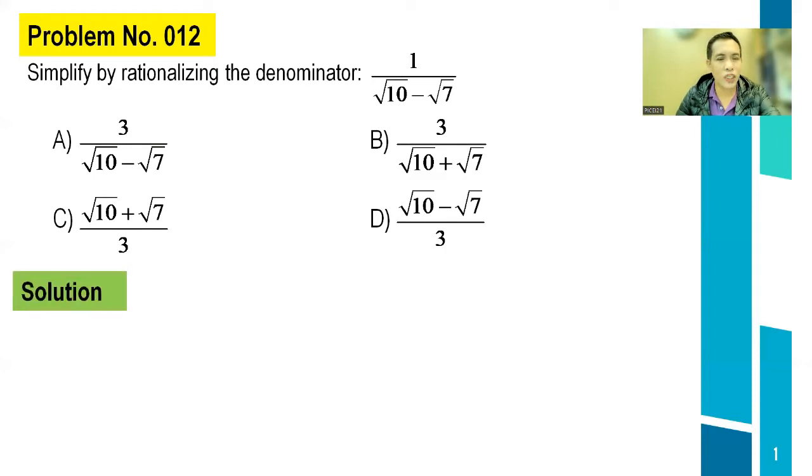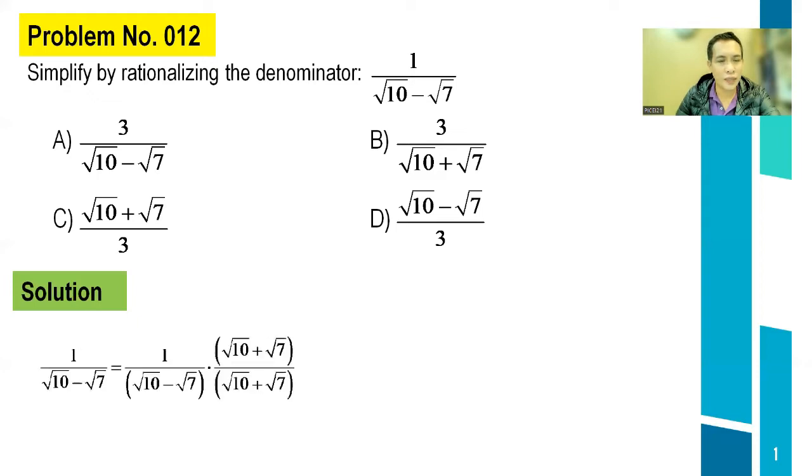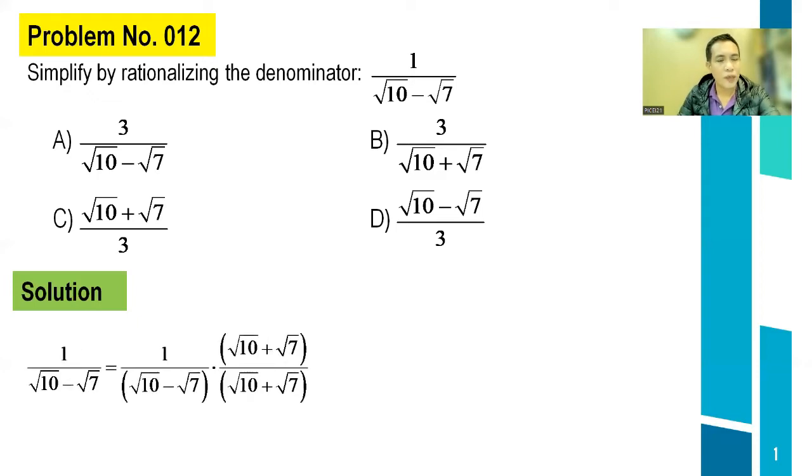For the solution, to rationalize the denominator means we are going to remove the radical expression in the denominator. To do that, we are going to multiply by the conjugate of the denominator. Like this one, 1 over the square root of 10 minus square root of 7. Now, what is the conjugate of the square root of 10 minus square root of 7?